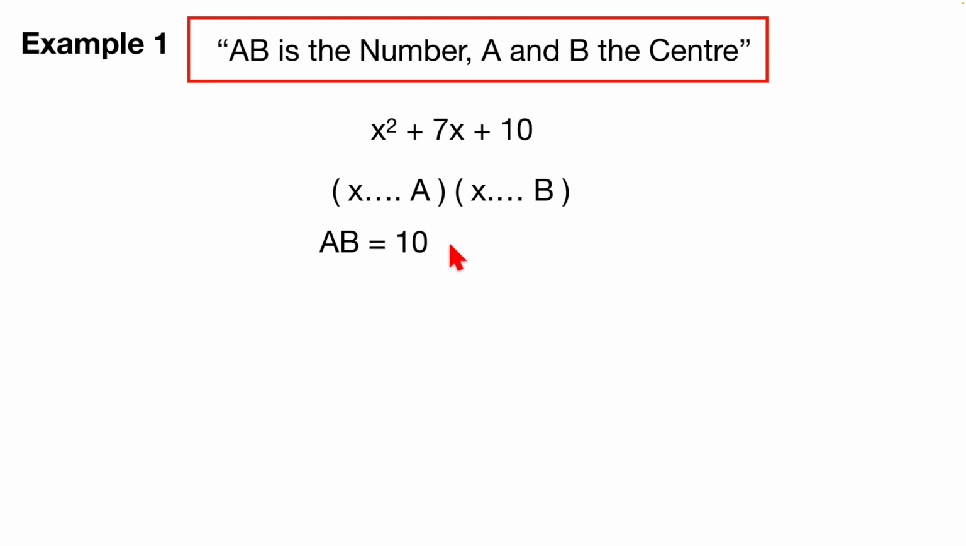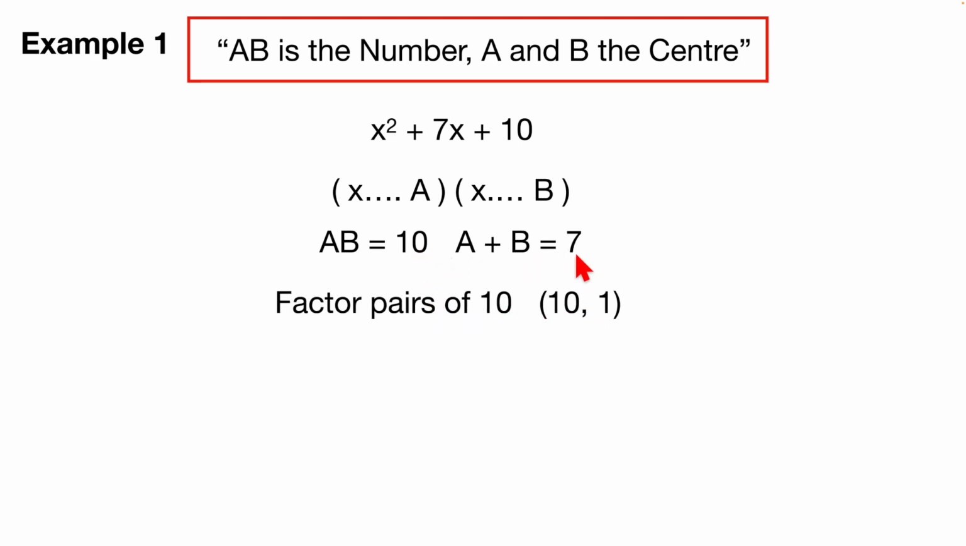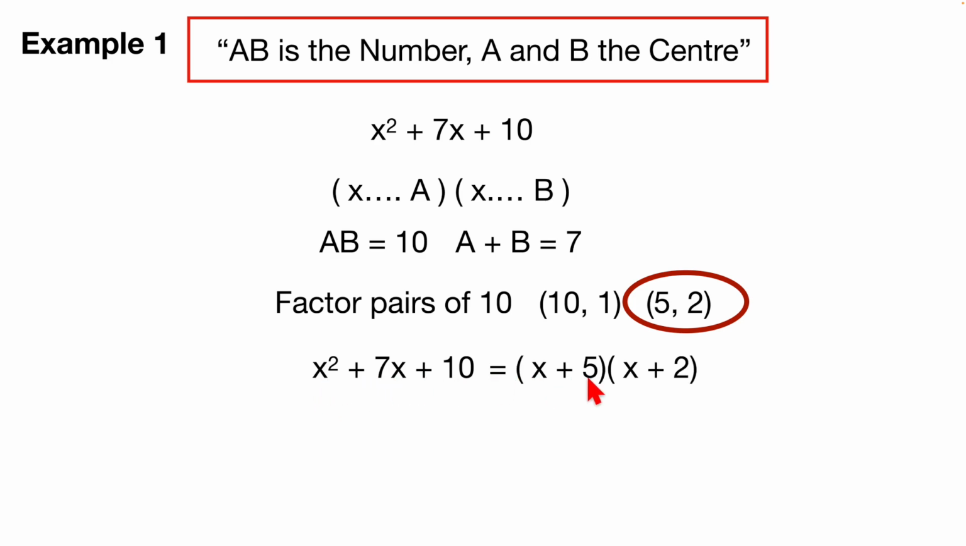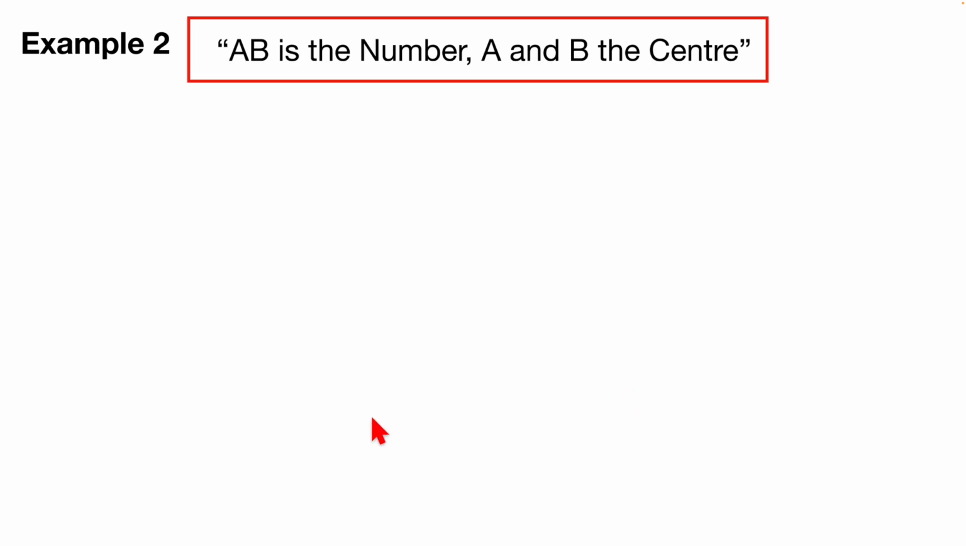We're looking for A and B. AB equals 10. A plus B equals 7. We're looking at factor pairs of 10. 10 and 1 does not add to 7. 5 and 2 does add to 7. So 5 and 2 are the numbers we're looking for. And we know x squared plus 7x plus 10 is equal to x plus 5 times x plus 2. Yeah, that's right.